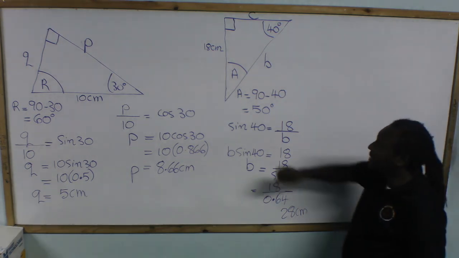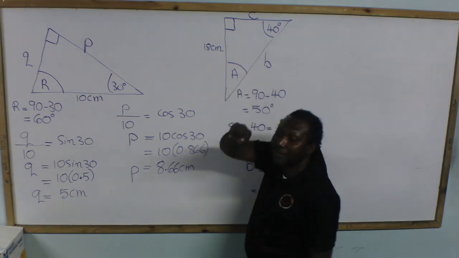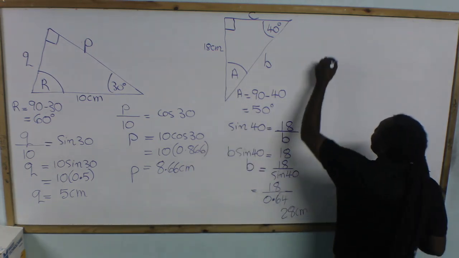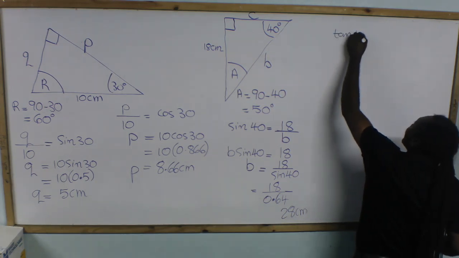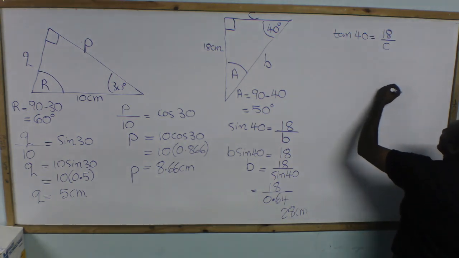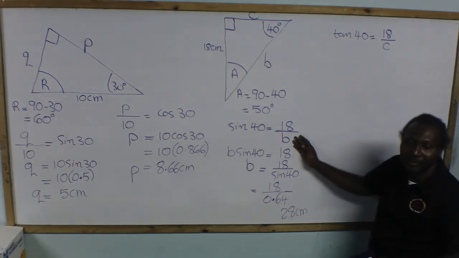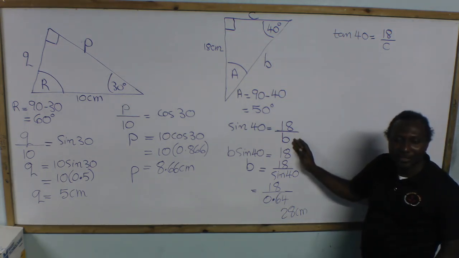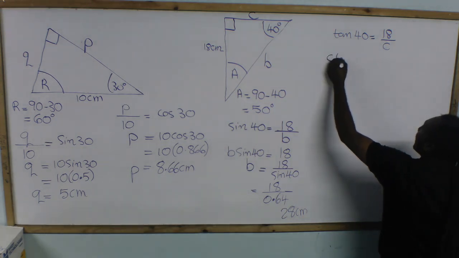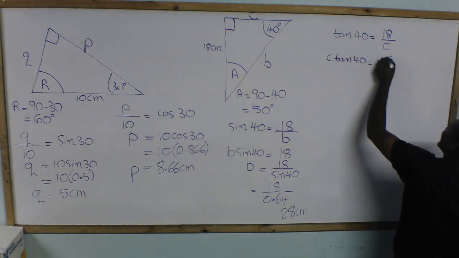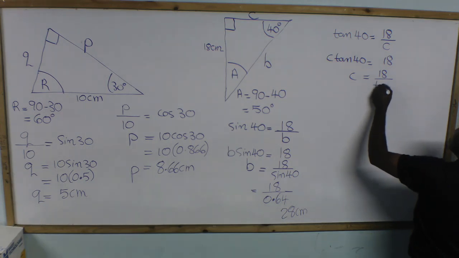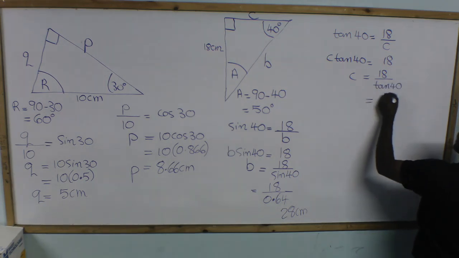Opposite over adjacent. So, opposite over adjacent, you see already that the C is going to go in the denominator. So you're going to put that on the right hand side. So we have what? Tan 40 is equal to opposite over adjacent. So our transposition, this is analogous to this one. So we can solve by analogy. So we say what? C tan 40 is equal to 18. So C is equal to 18 over tan 40.